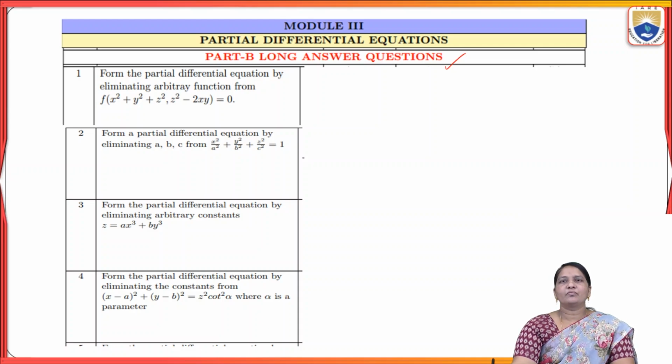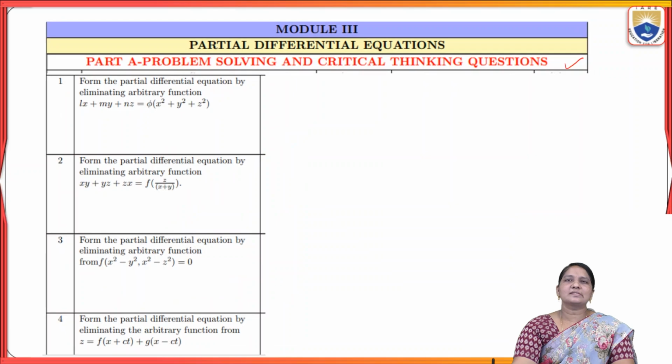What the partial differential equations are, how we can solve them and how we can form them, we already discussed in the previous videos. So first go through those previous videos about partial differential equations. After that, you can move on to the question bank questions. Then it will be clear to you how to solve the questions. I just want to recall the topics we have and how to solve these questions.